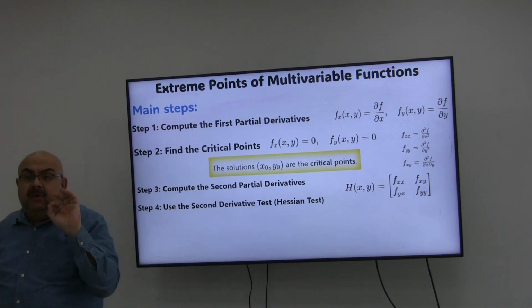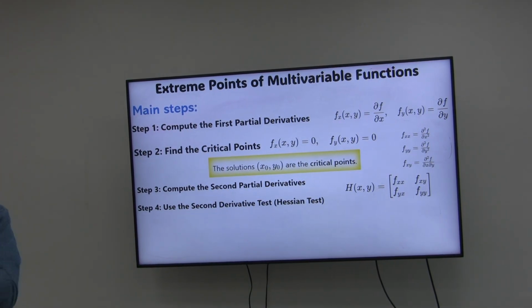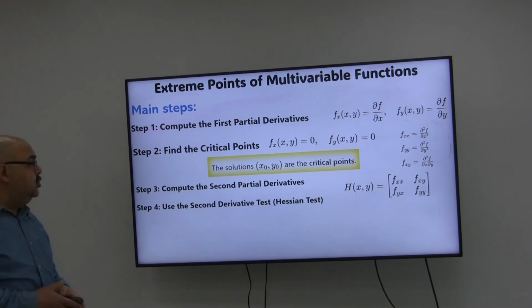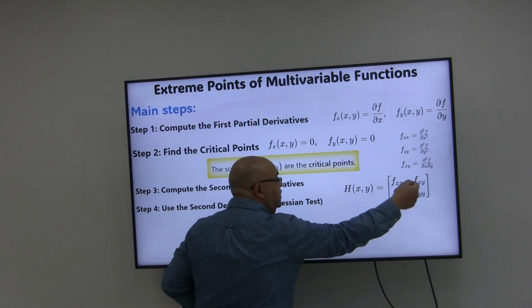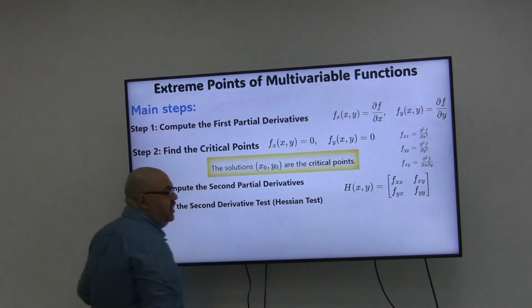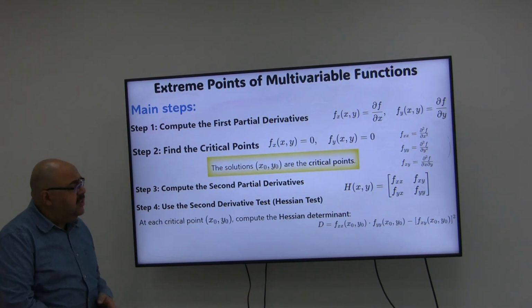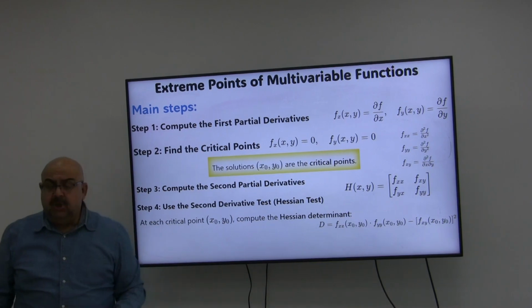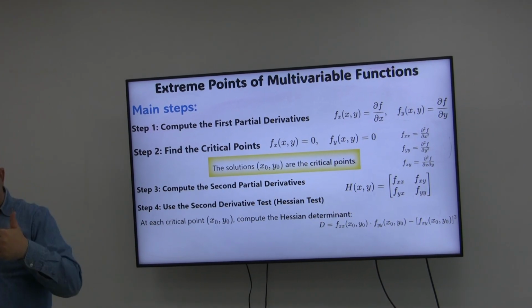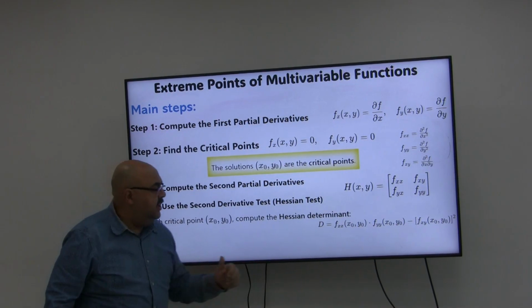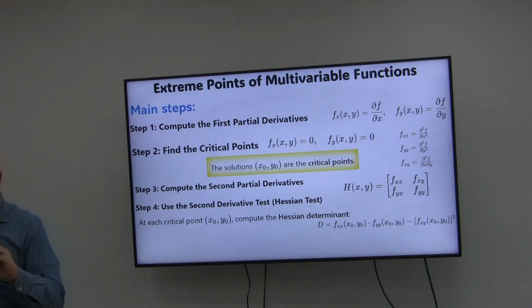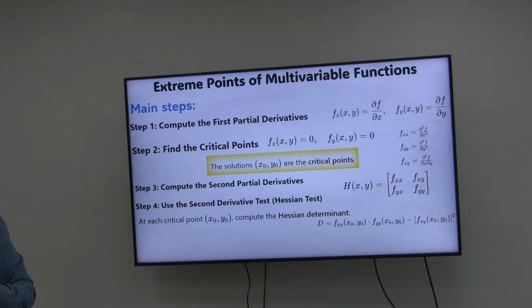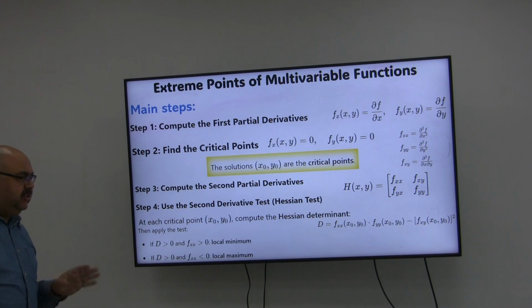I will need to evaluate the determinant of this Hessian matrix. And the determinant is really very simple. What I have to do is to get the product of the elements on the principal diagonal minus the product of the elements on the secondary diagonal. And this is called the determinant or D value. Based on the value of D and the value of f double x, I will be able to classify the type of my optimality, as you know previously, of course. The last lecture covered all of this.